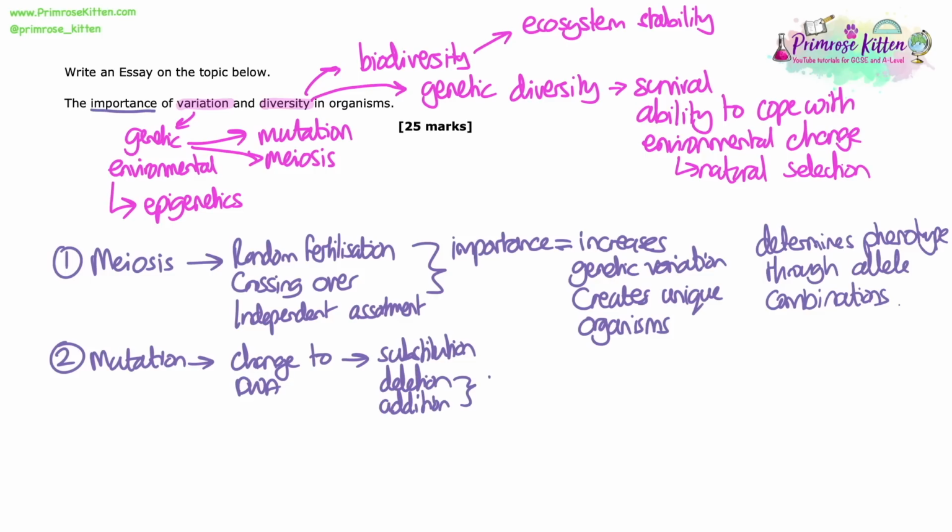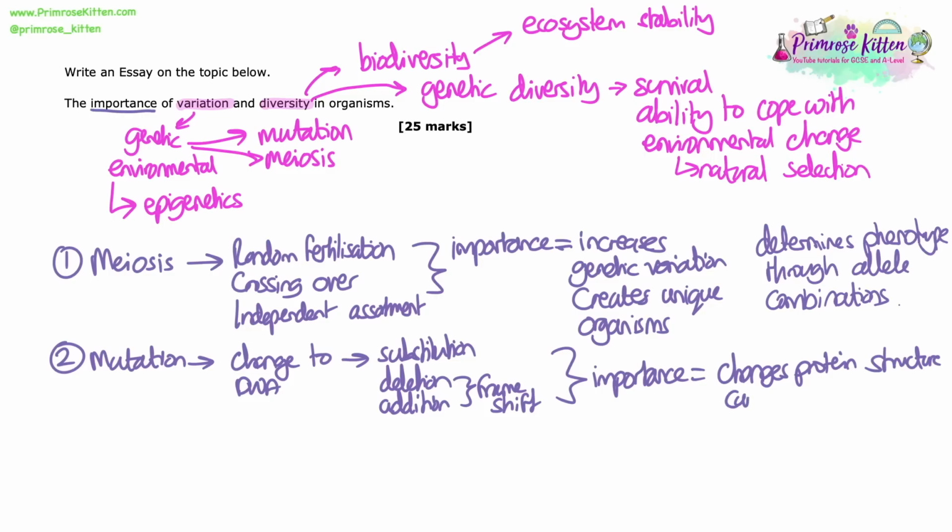So that is kind of where I'm going with that, because what we don't want to do is have our importance be the same for each paragraph, which it could be. If you've got really kind of down to the nitty gritty, you're basically saying variation is a good thing, more variation is better, more chance of survival, but you don't want that to be your repeating importance. It's got to be a bit more specific than that.